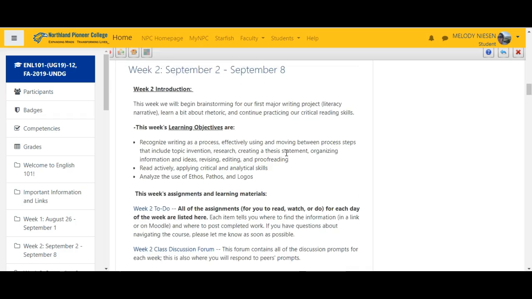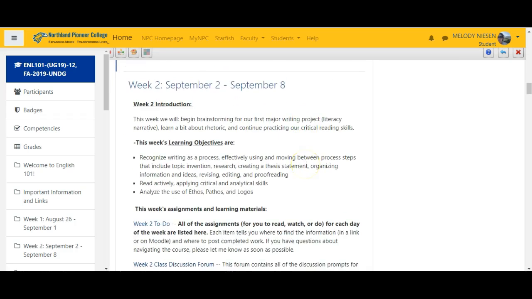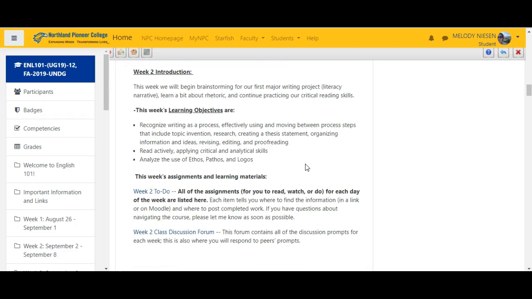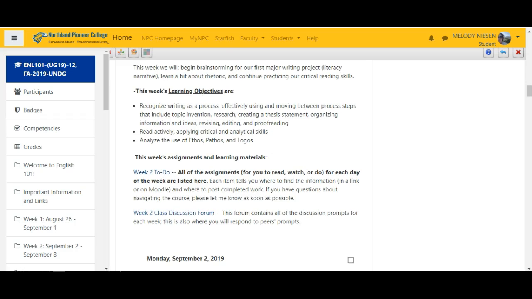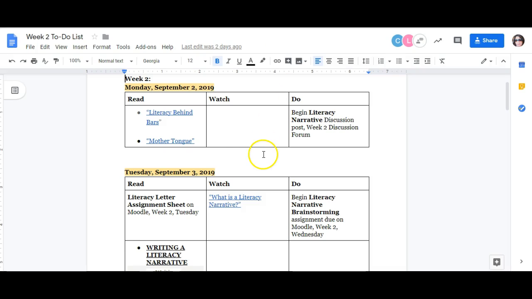So as you can see, we are in week 2 this week. We will be starting one of our first major writing projects, which is the literacy narrative, and continuing to practice our reading skills this week. So what are we doing this week? This week, we will start by reading a couple of examples of literacy narratives, so you can get an idea of what a literacy narrative is.